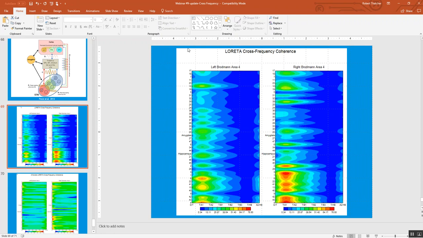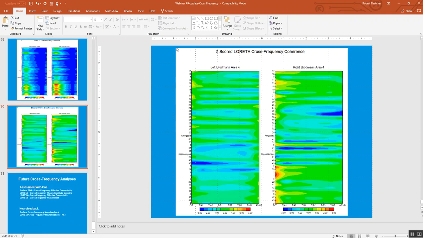So here's cross-frequency coherence in LORETA, where we order these by delta-theta, theta-alpha 1, theta-alpha 2, theta-beta 1, theta-beta 2, theta-beta 3, theta-high beta, alpha 2-high beta. So you can see that the theta-alpha is highly coupled in the left hemisphere, and the right hemisphere is even more coupled in this individual. Then of course the absolute magnitudes are in this color bar, but we'll have z-scores for this as well. In fact, these are z-scores now.